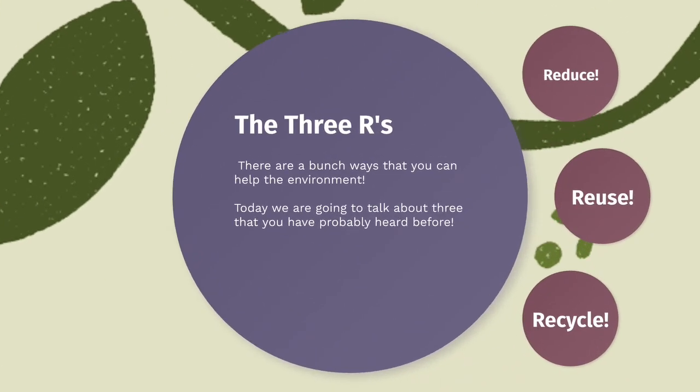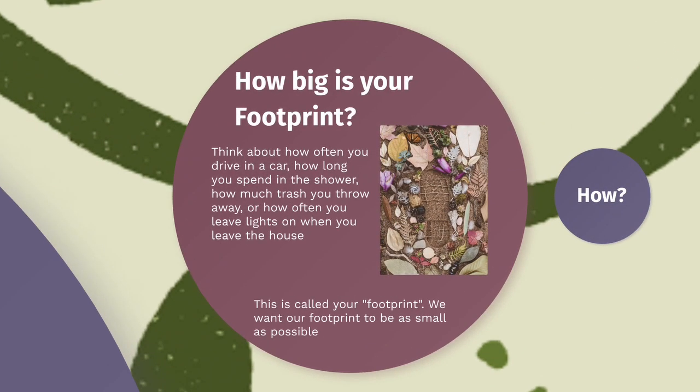So, what can we do to try and keep our Earth clean? Remember the 3 R's: reduce, reuse, and recycle. Think about how often you drive in a car, how long you spend in the shower, how much trash you throw away, or how often you leave the lights on when you leave a room.